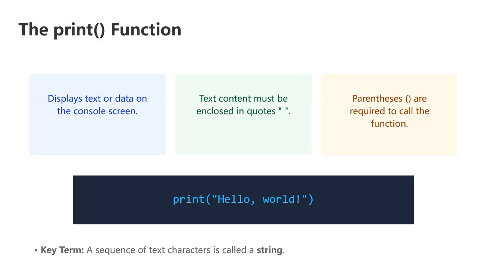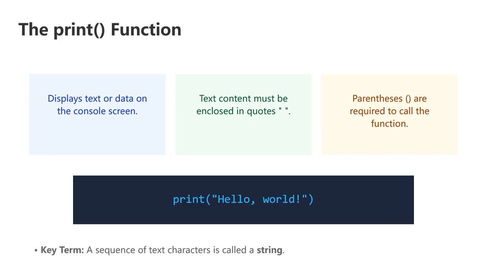Building on our introduction, let's jump into our very first Python command. To make our programs talk to us, we use the print function. Think of the print function as a digital megaphone. Its only job is to take whatever information you give it and display it clearly on the console screen. Notice the parentheses here. In Python, these are essential. They tell the computer you are calling the function to do its work. Without them, the megaphone stays off.